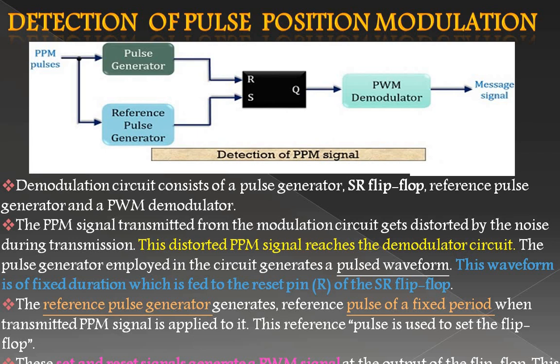It won't be changing because we need a fixed duration. If it is changing, the position will be changed. If positions are changed, then you may not get the proper data. So this pulse generator gets the fixed position pulses, and that is given to the reset pin of your SR flip-flop.